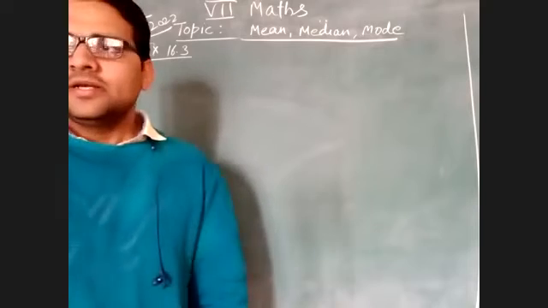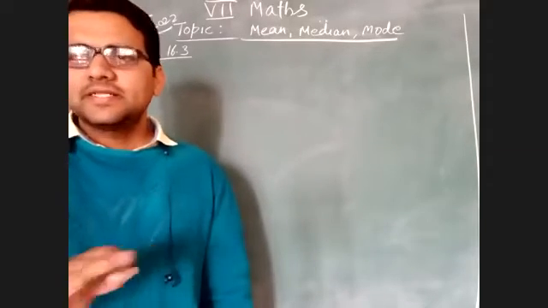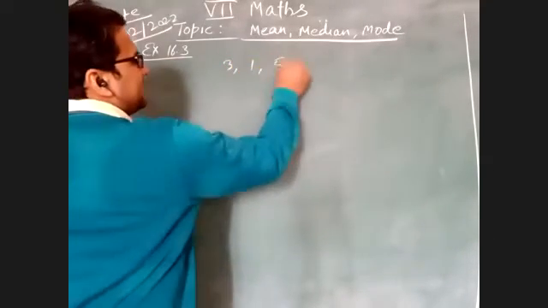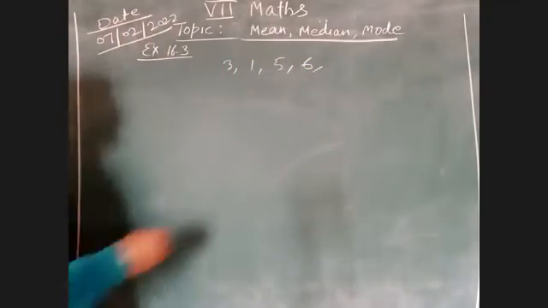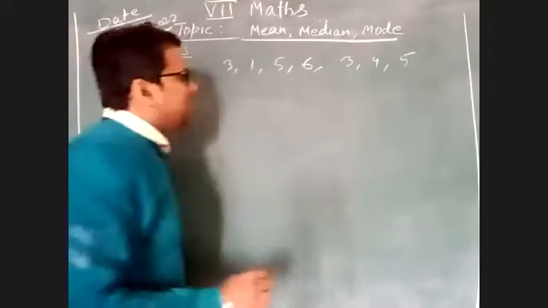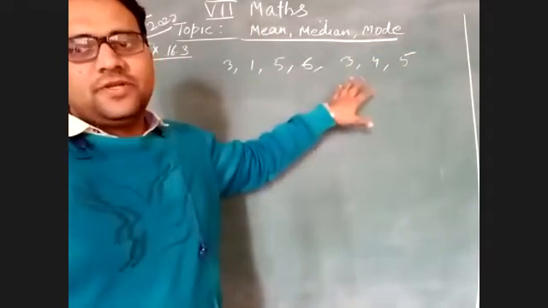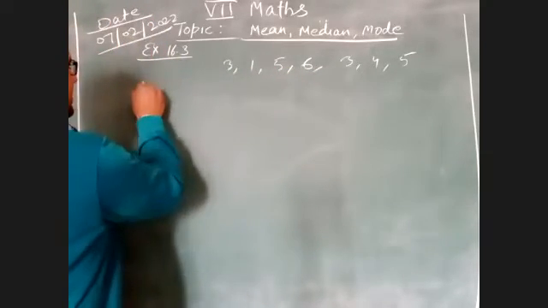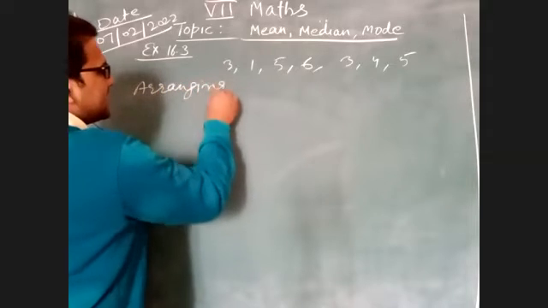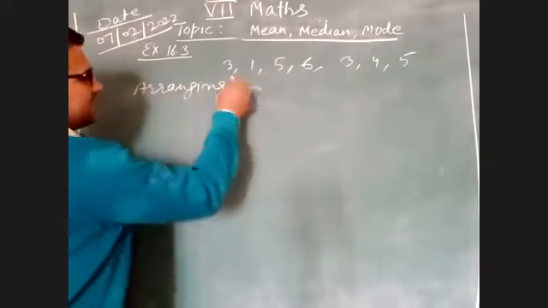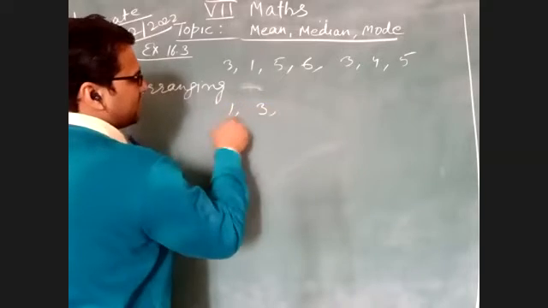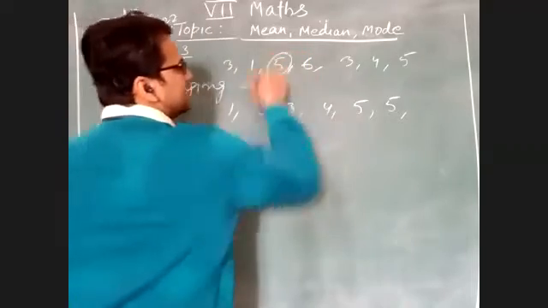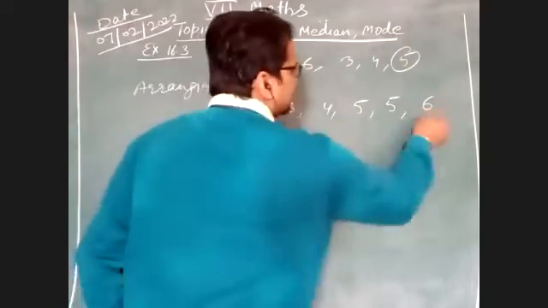To find the median, first of all, we have to arrange the data in ascending or descending order. For example, if it is given that 3, 1, 5, 6, 3, 4, 5, first of all you have to arrange this data into ascending order. Arranging the data in ascending order: first will be 1, then 3, 3, 4, 5, and because 5 is repeating two times, here is also 5, and then 6.